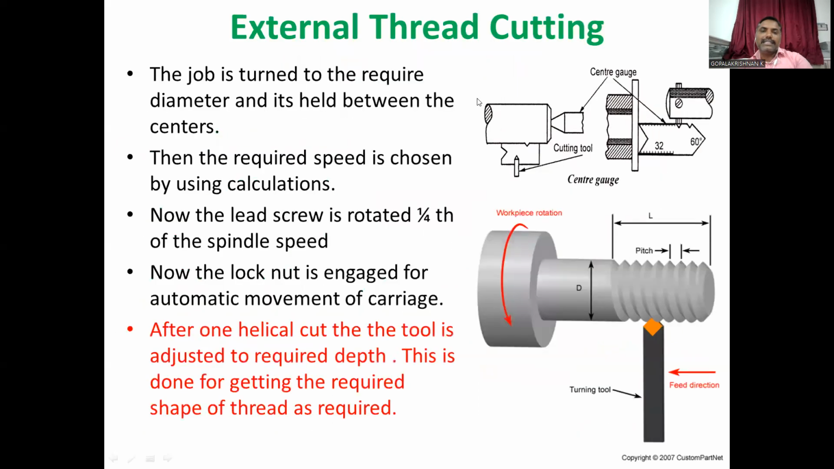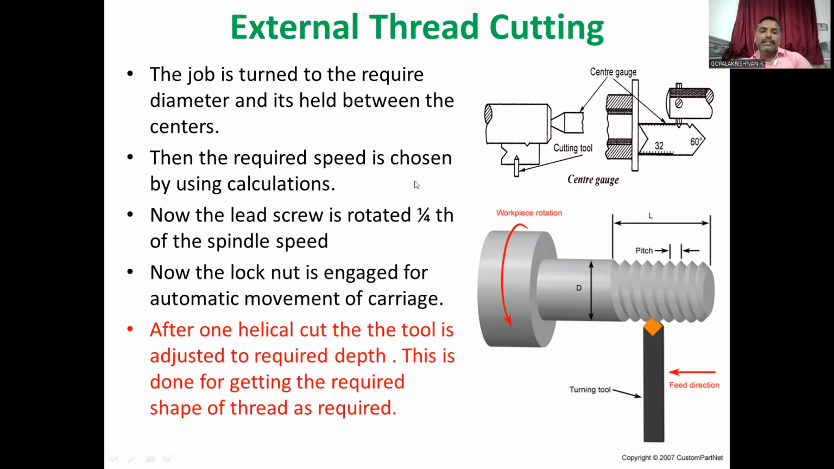The next one, external thread cutting. The job is turned to the required diameter and held between the centers. Then the required speed is chosen by using calculations. Now the lead screw is rotated at 1/4 of the spindle speed. Now the lock nut is engaged for automatic movement of the carriage.